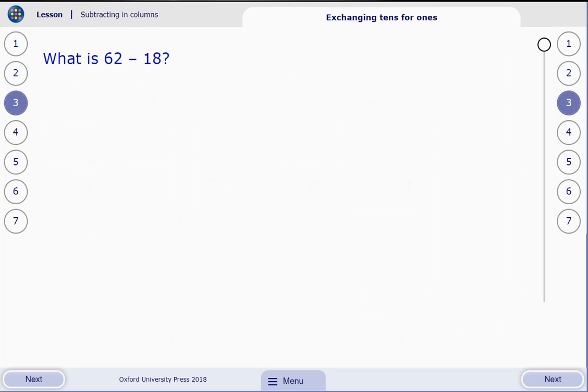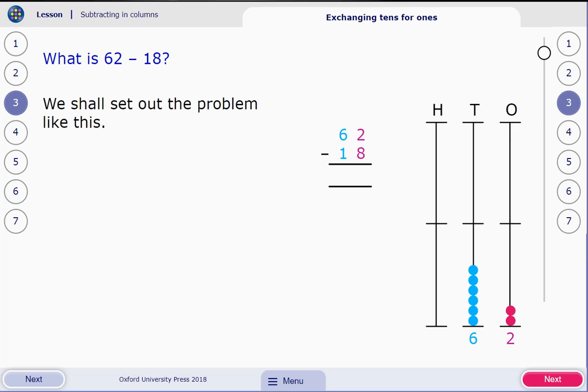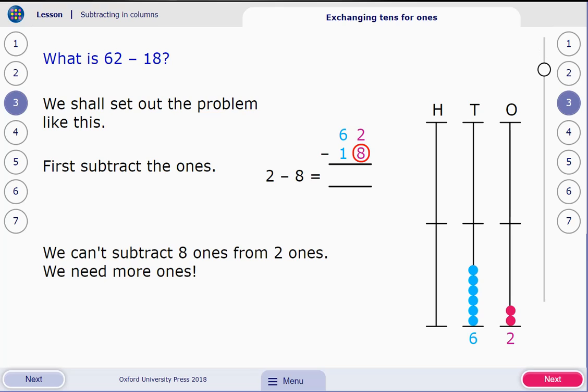Let's look at this one now. 62 minus 18. What do you notice about this one? Let's have a look at it when we've laid it out in the column method. The first thing we notice is that we can't take 8 away from 2. There aren't enough of the ones to take away. So we need more ones, and we can get those by exchanging one of the tens.